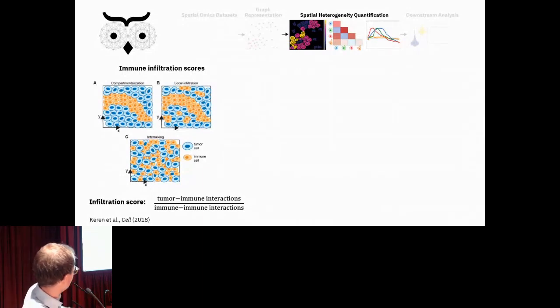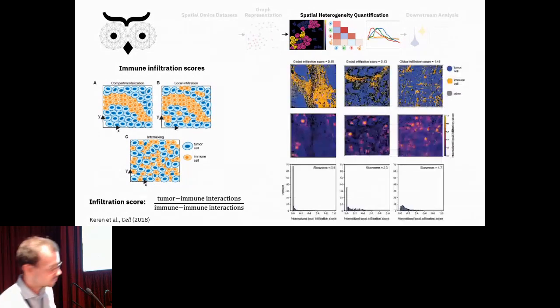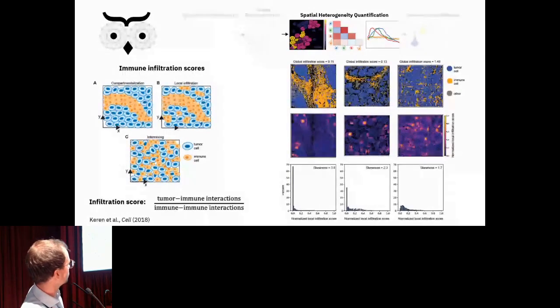And in this original publication, this score was again defined on the whole sample level. So you looked at all the tumor immune interactions within a sample, and we adapted it again to use the graph representation of the sample to compute these infiltration scores for each cell in the sample. And again, when we visualize that for each single cell and then plot the histograms, we can now also see how you can distinguish between these three different tumor topologies based on the histograms.